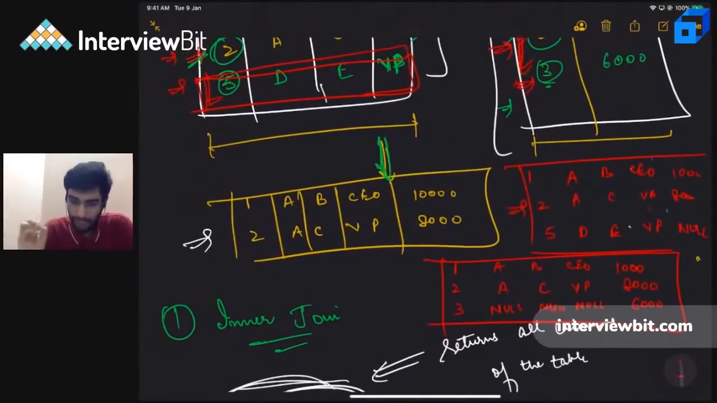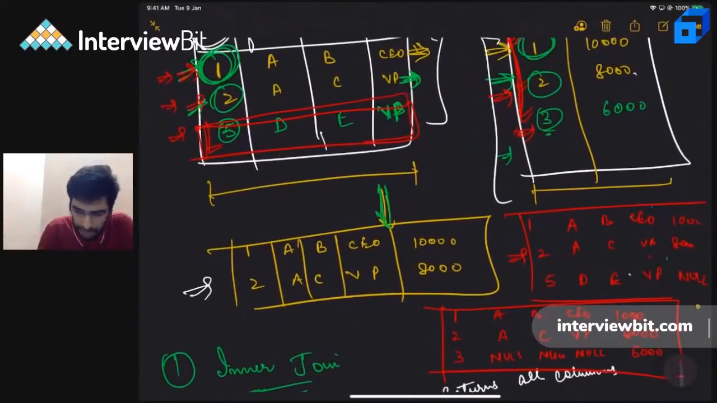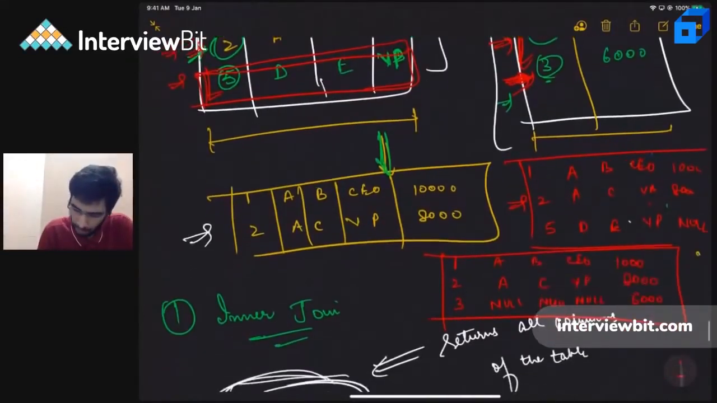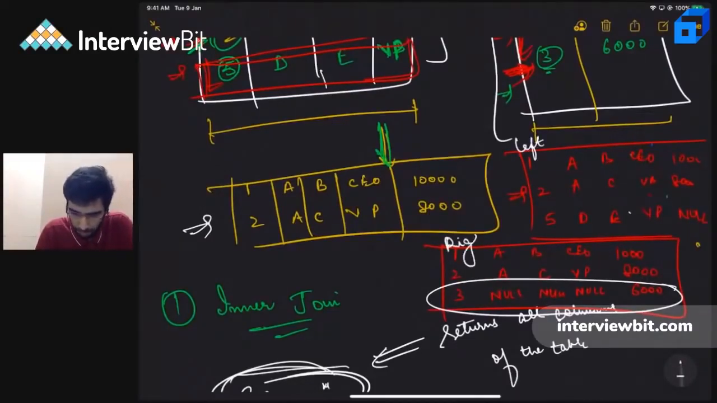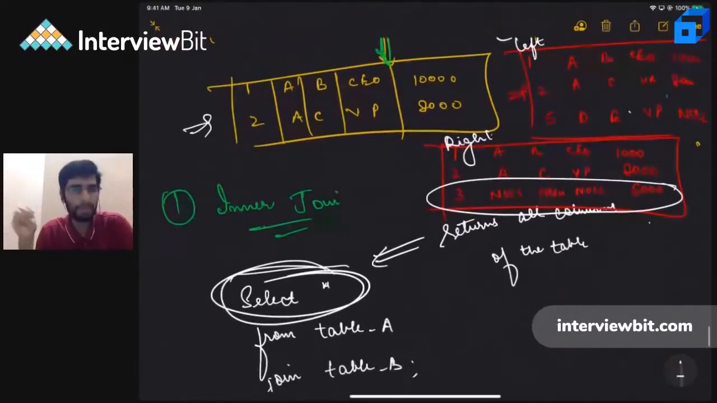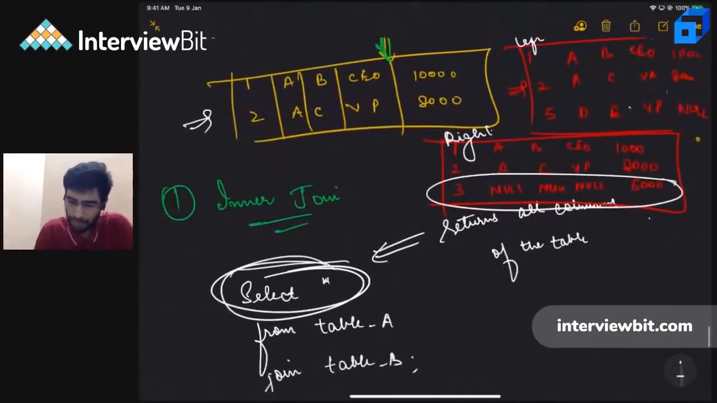But I will also be returning 3, because it is present on the right side, but it is not present on the left side. So I will also be representing this. If you see, this is the output of left, this is the output of right. What is the output of a full join? The output of a full join is nothing but the union of left and right, right?